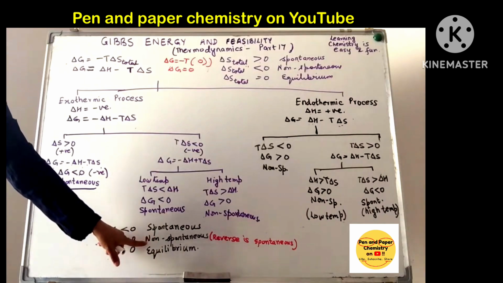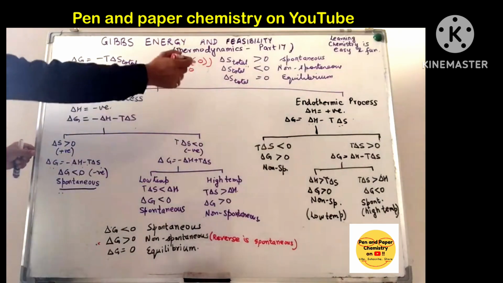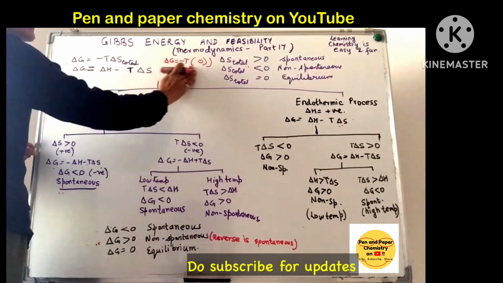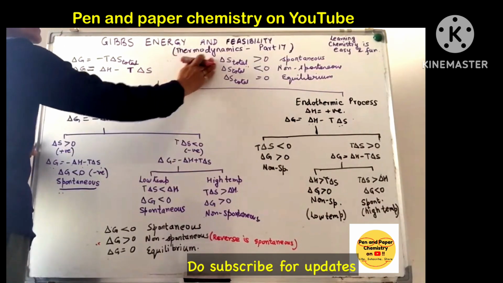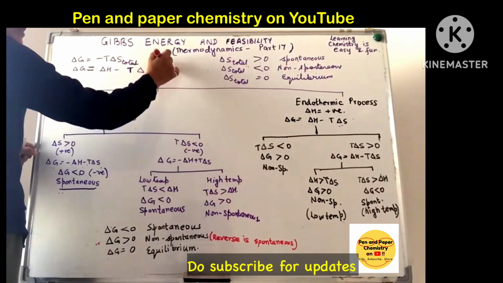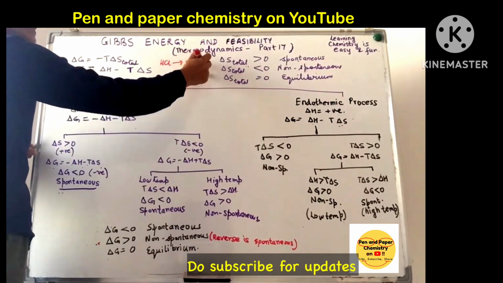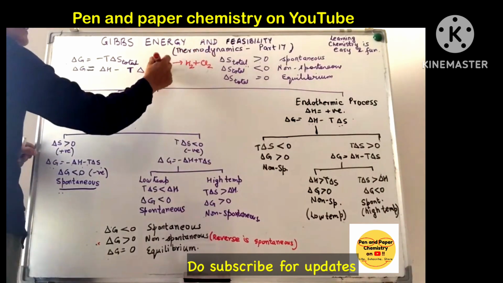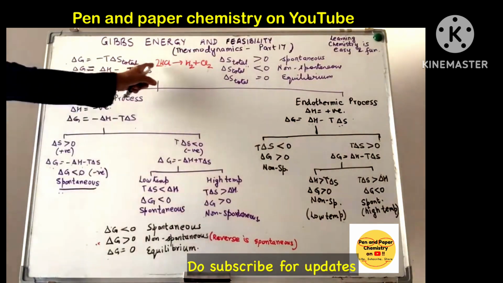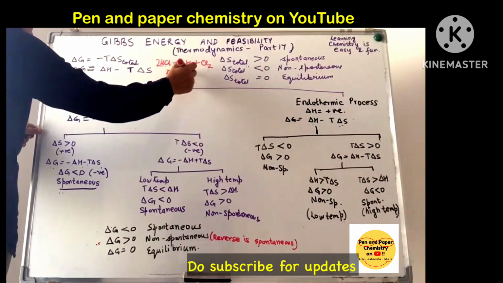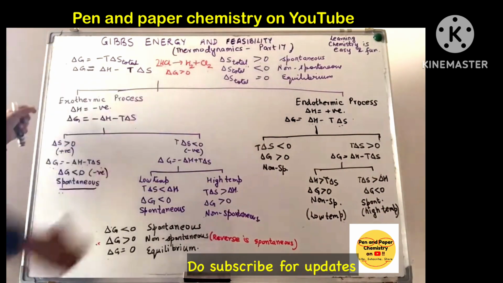Now, just going back to the non-spontaneous process, if I am saying that for a process delta S total is less than 0, delta G is greater than 0, the process is non-spontaneous. So for example, I am saying breaking down of HCl to H2 and Cl2. Now this is a process where delta G is greater than 0 for this particular process.